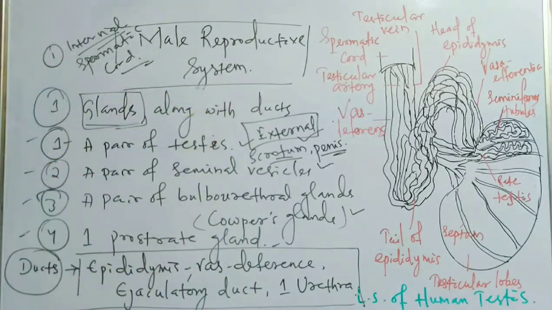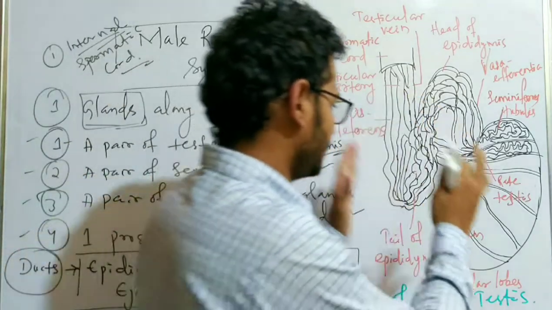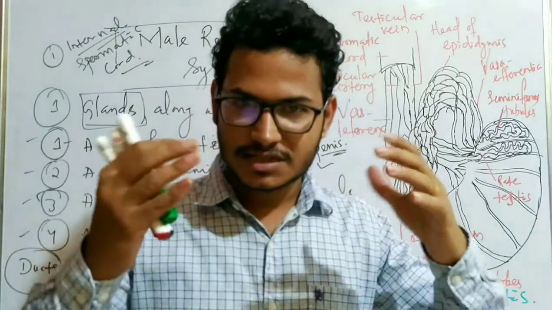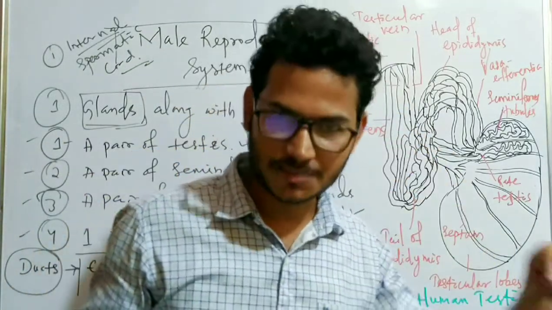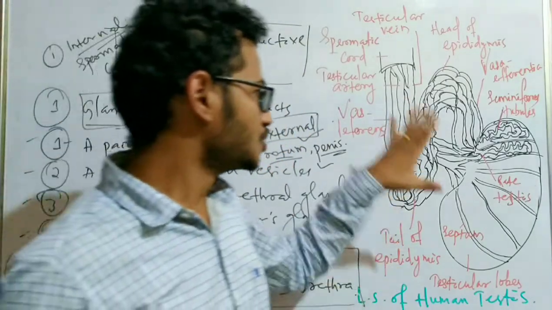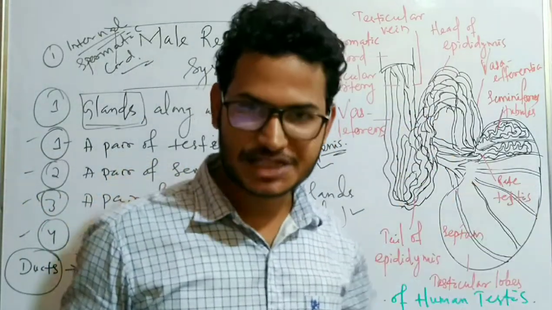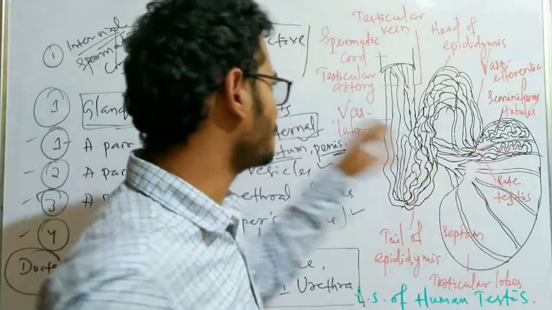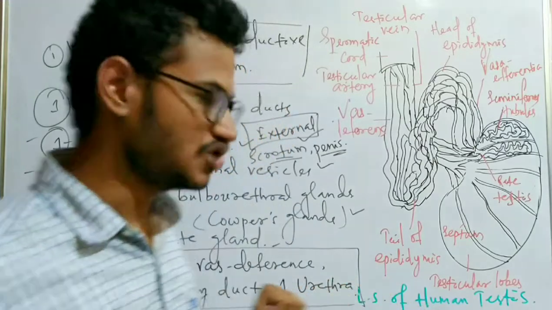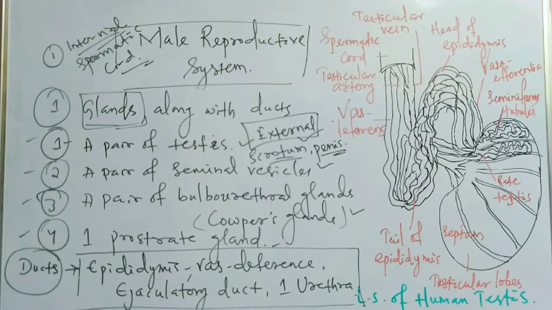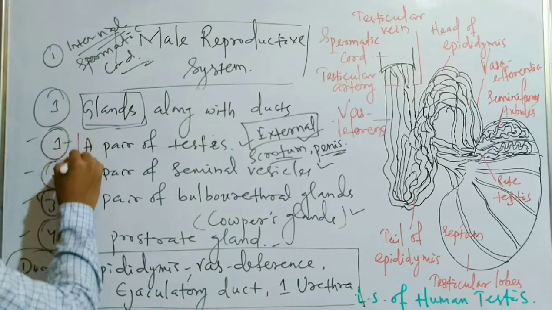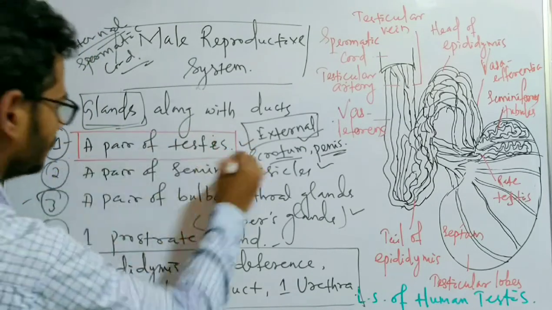So we will discuss in detail about these now, starting from the structure of testis, the most important organ where the sperm is formed by the process of spermatogenesis. It is stored there, it matures there in the testis, and it becomes motile and comes out during copulation. So let's discuss the most important gland of the male reproductive system, that is a pair of testes.